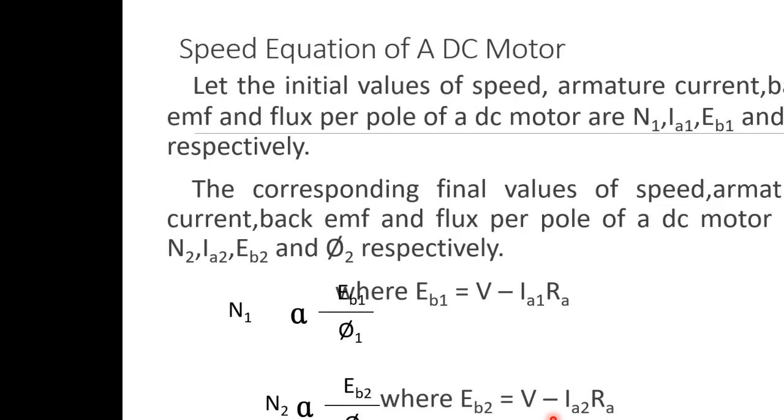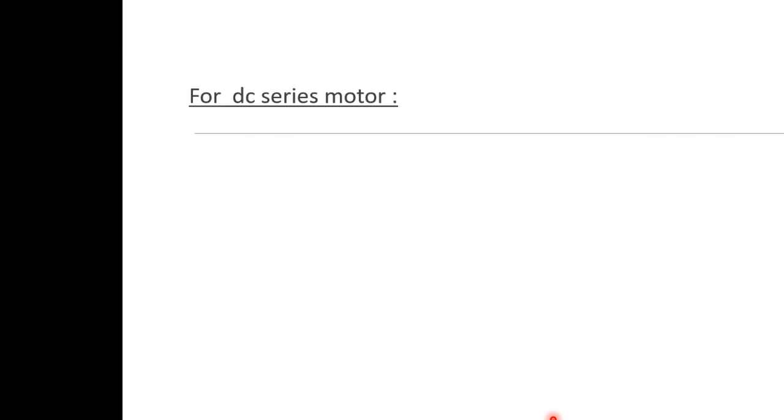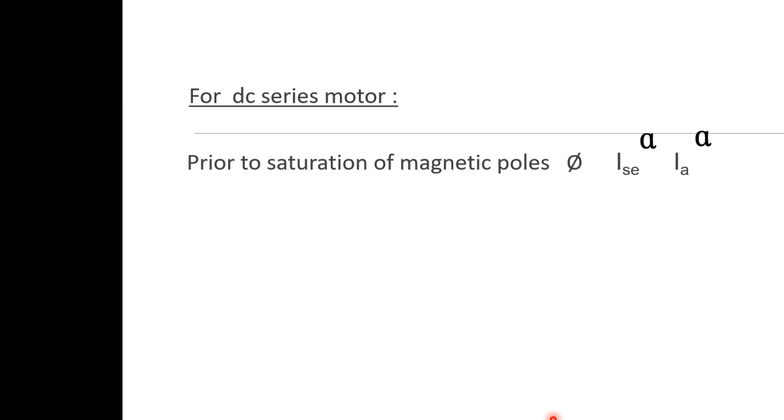Okay, so this is about the equations of the speed for a series motor prior to the saturation of the poles. There will be a point called saturation of poles, beyond which though we excite the fields, the current in it does not change, hence the flux also does not change. Okay.